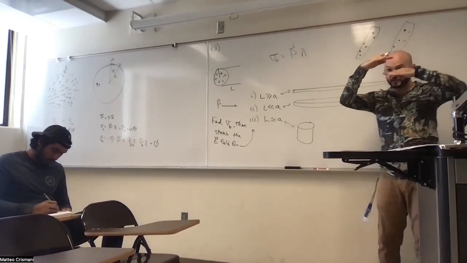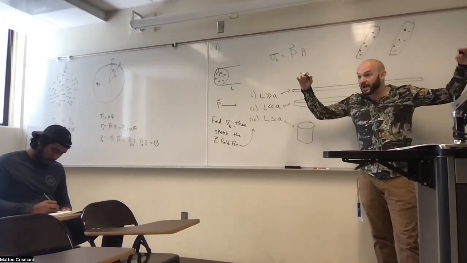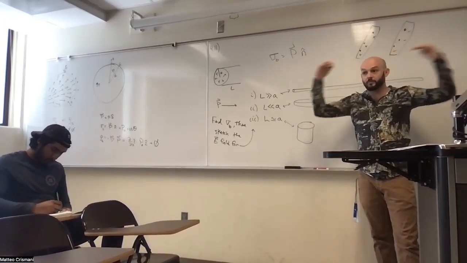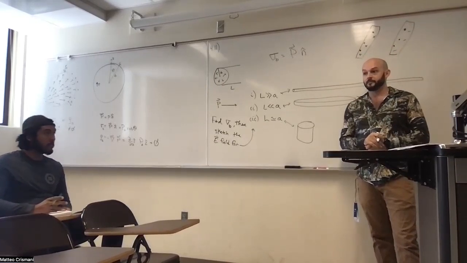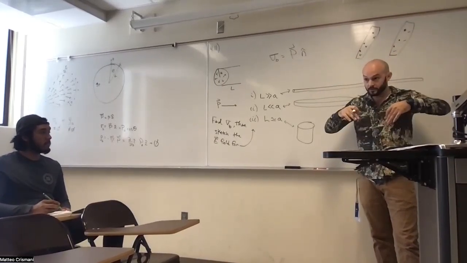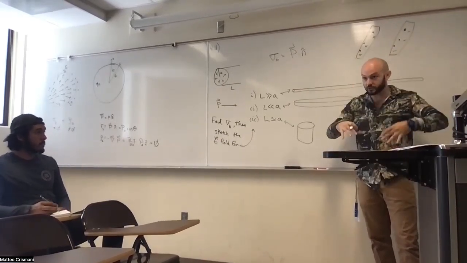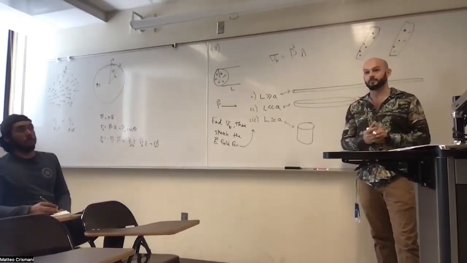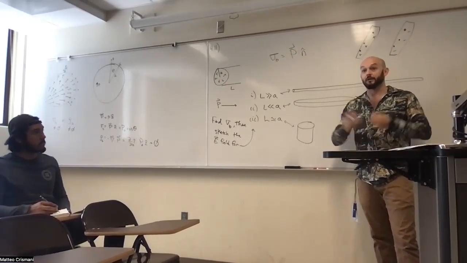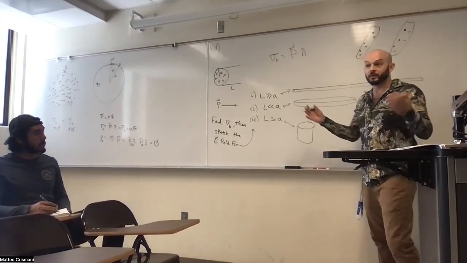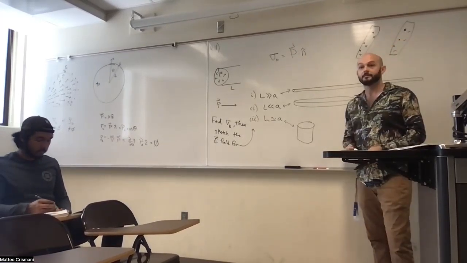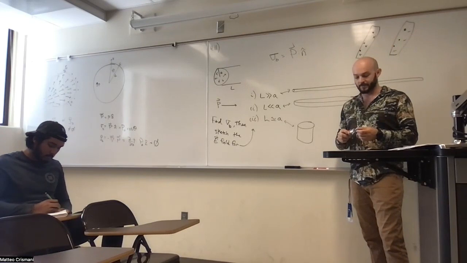If I have two plates, they're very flat and very wide. What does the field look like between a positive and a negative plate? Towards the negative. So flat, uniform. Capacitor. Right? Outside, what does it look like? I don't know, something weird. Maybe we'll find out. Does that make sense? Okay.